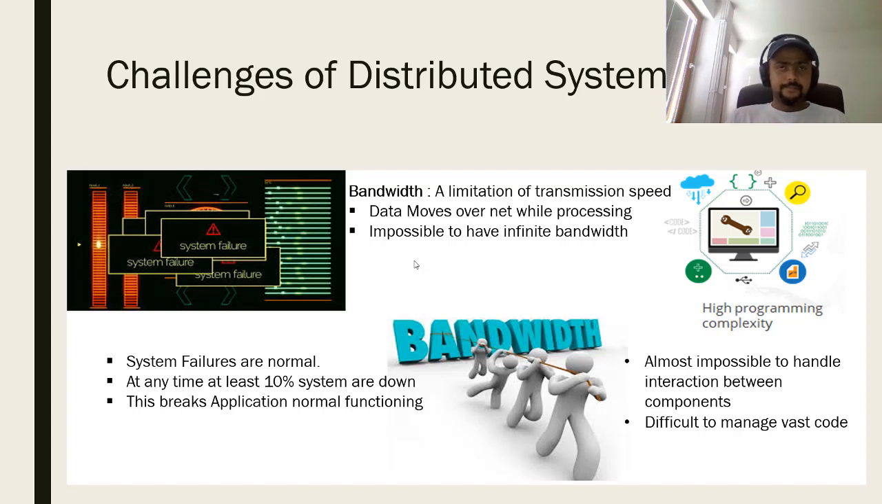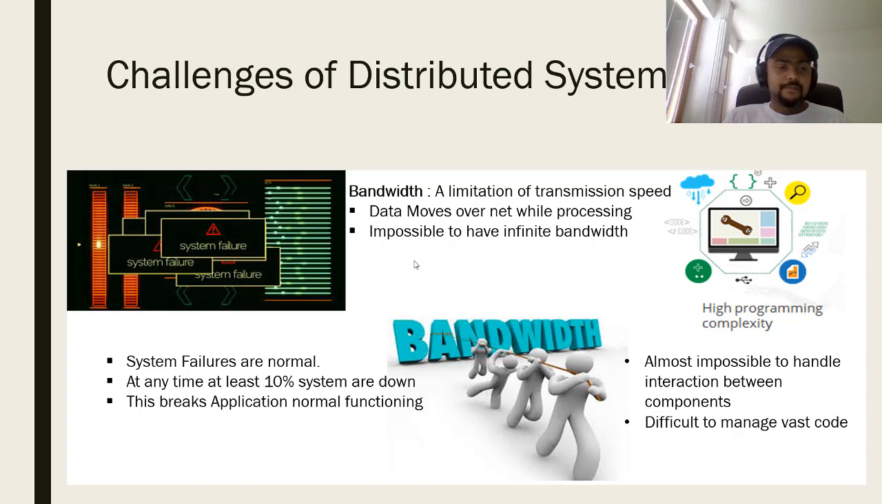And in this, even if one of the machines fails, still the whole system continues to work and all the rest of the machines continue to perform their tasks. So system failures are normal, and as said by one of the famous CTOs of one of the big companies, he says that everything fails, and that's actually true.